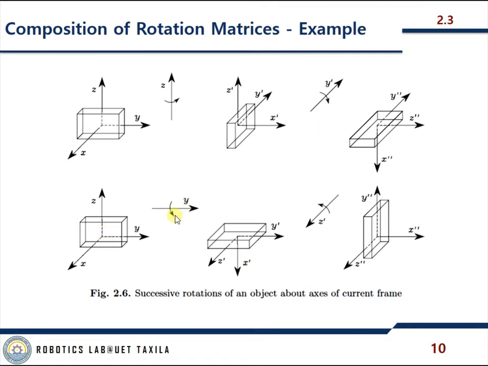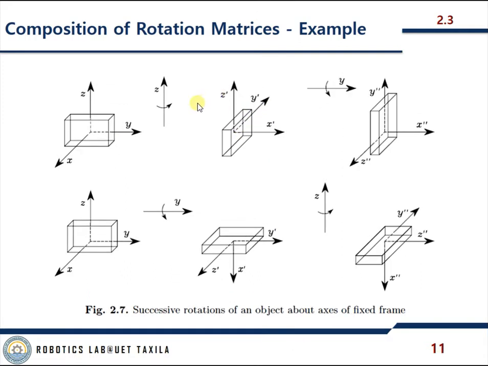And this object, if we rotate it with respect to y, we get this. Then the axis we get becomes the current axis, and if we rotate it along the z axis, we get this. So it is important to note that by changing the order, we get two different shapes. Also, please note that first we moved along the z axis and then the y axis, and the y axis is not the initial axis, it is the current axis.